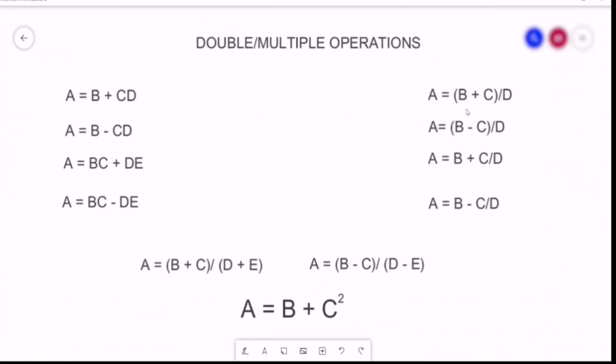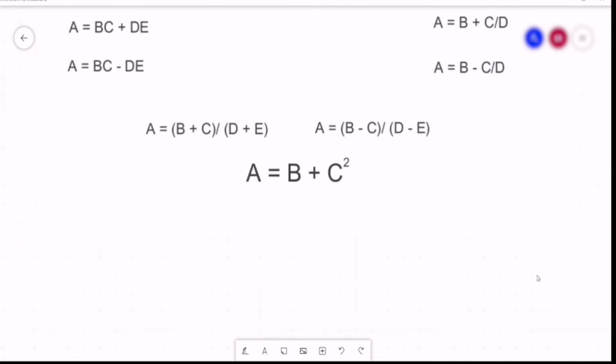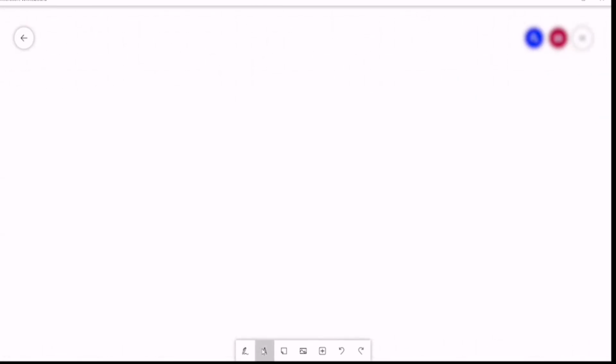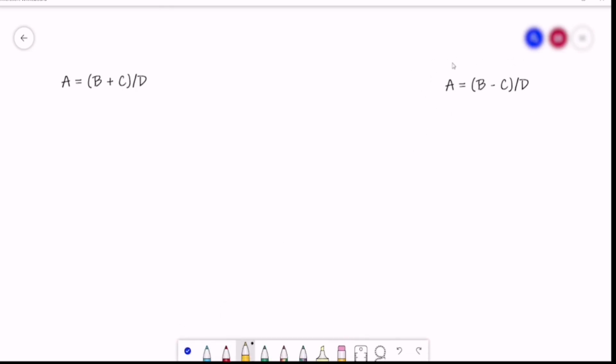We have here A equals the quantity of B plus C all over D, and A equals the quantity of B minus C all over D. Let's rewrite that here. Right, so here are the two formulas now. We have A equals the quantity of B plus C all over D, and A is equal to B minus C all over D. So let's first derive this formula right here.